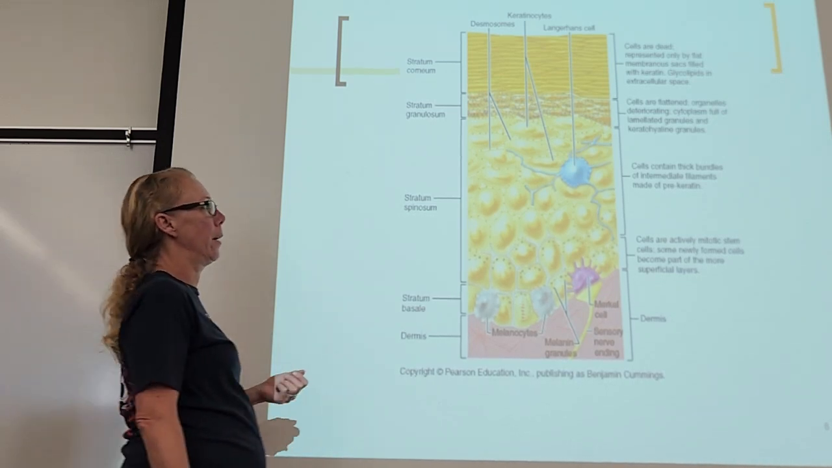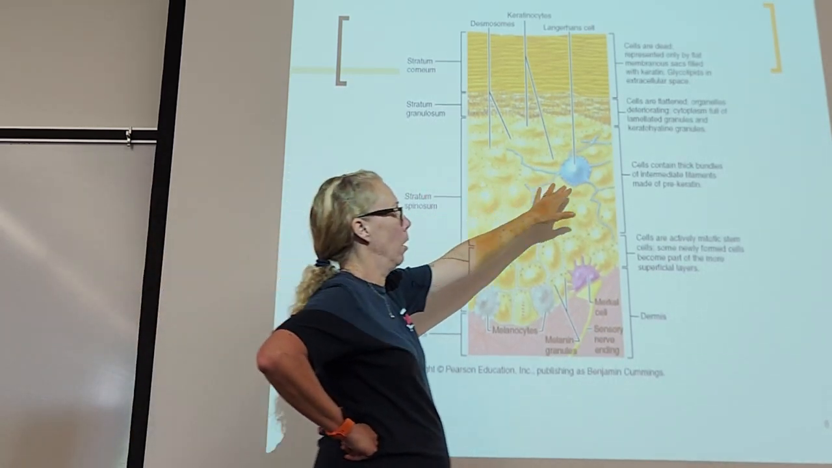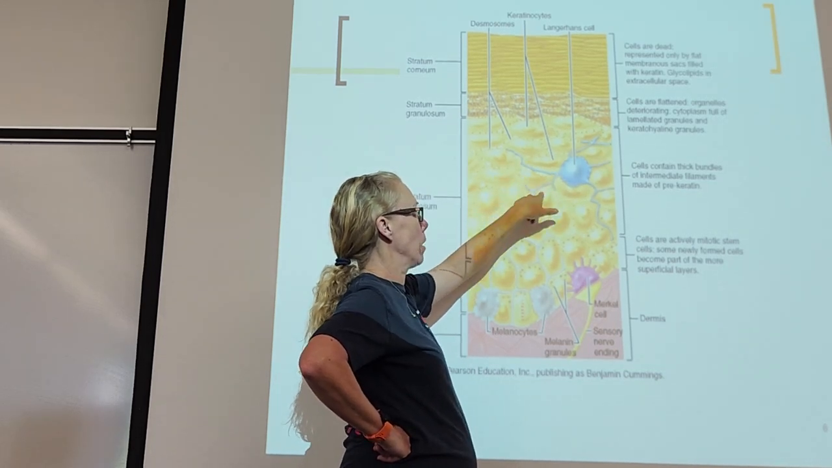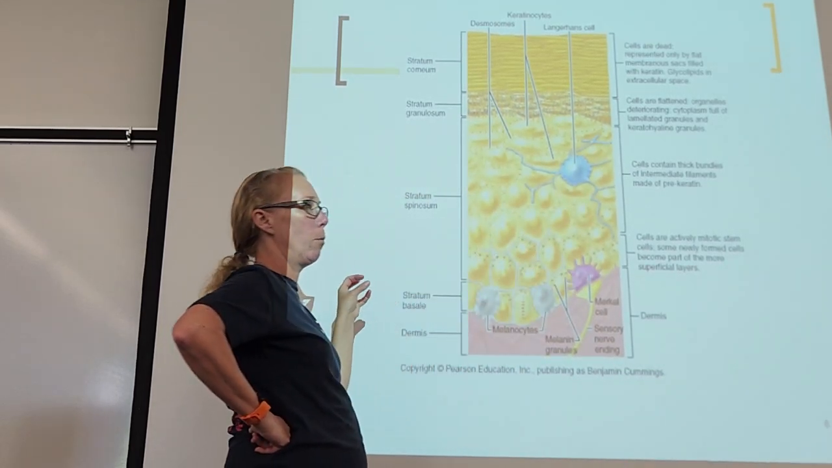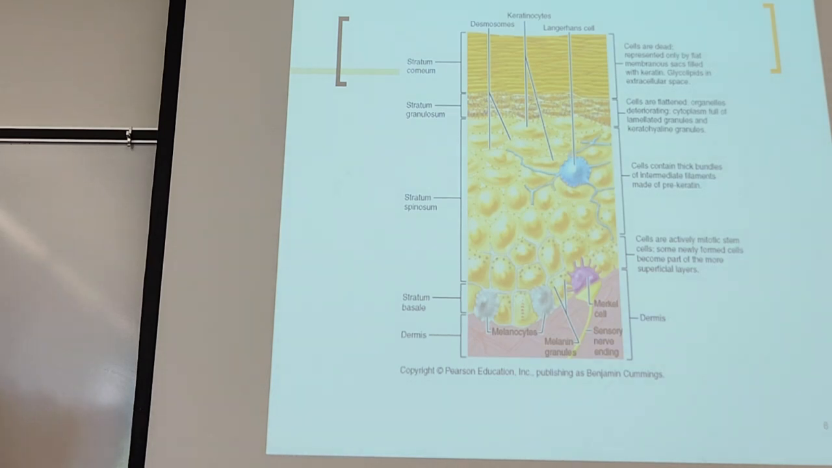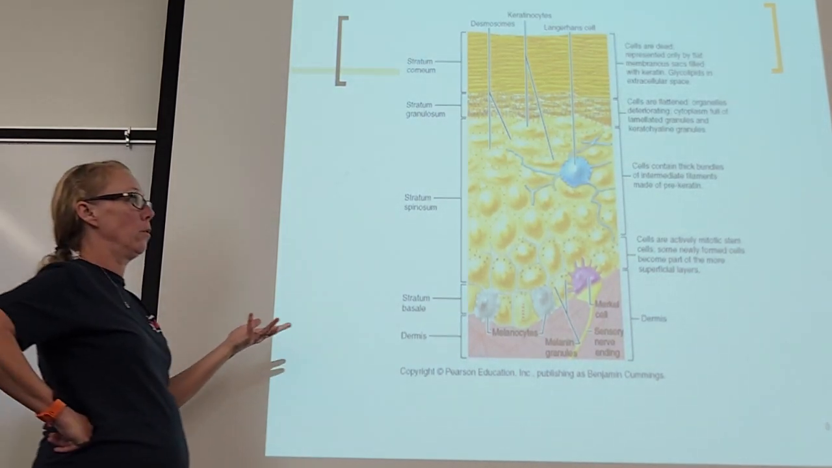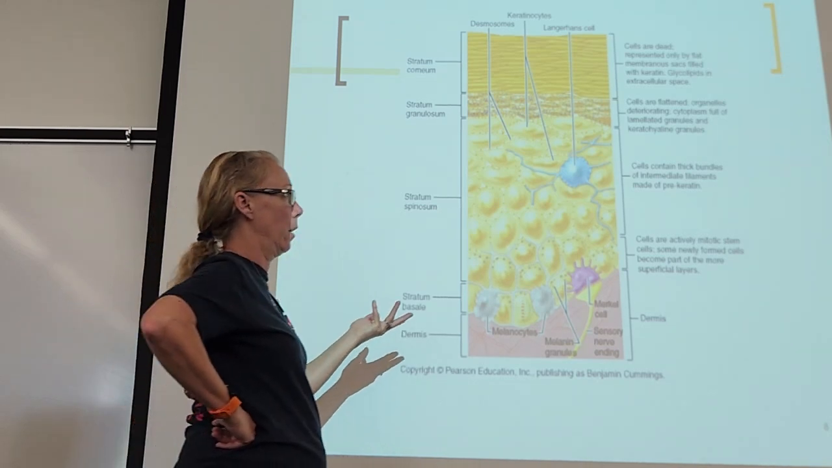Okay, we'll look at those in lab too. So in the stratum spinosum here, you see a big old Langerhans cell with lots of extensions coming off of it. Again, this is like a wandering white blood cell. It's going to clear up any kind of trash or keep an eye out for anything foreign that might want to come into this organ, because the skin is an organ.